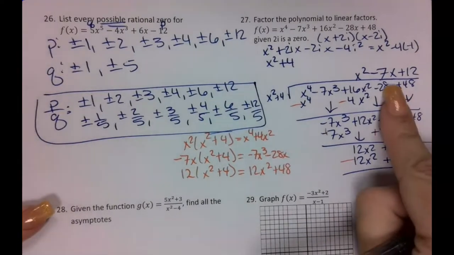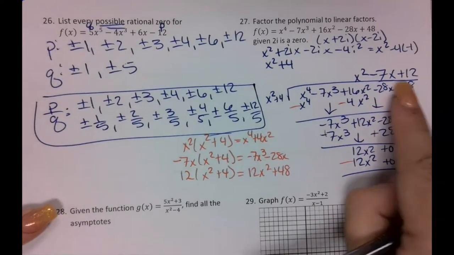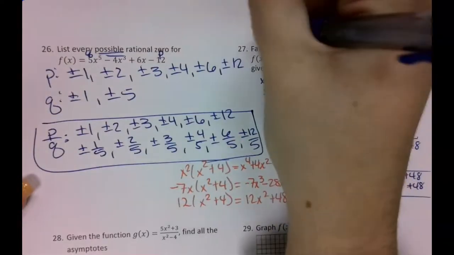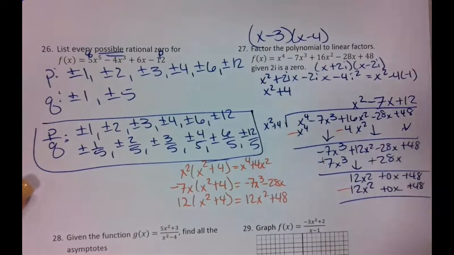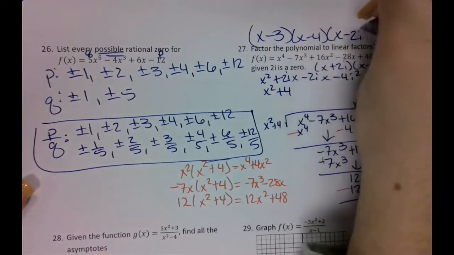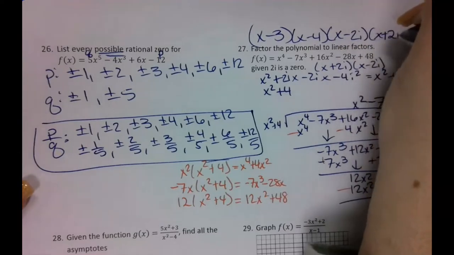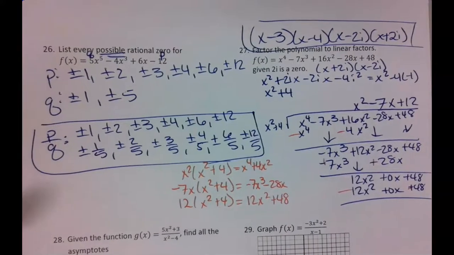Now what I need to do is factor this. So I'm looking for what multiplies to positive 12 and adds to negative 7. It is going to be negative 3, negative 4. And I want to also write the two factors that I had at the beginning. So x minus 2i and x plus 2i. This is my final answer for number 27.